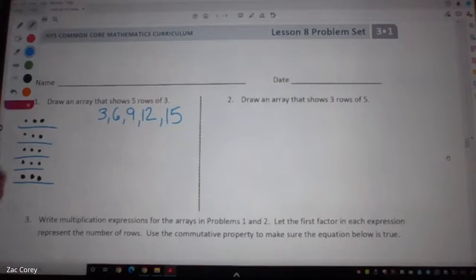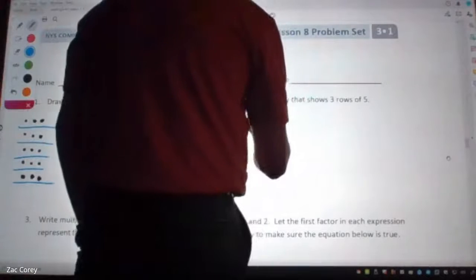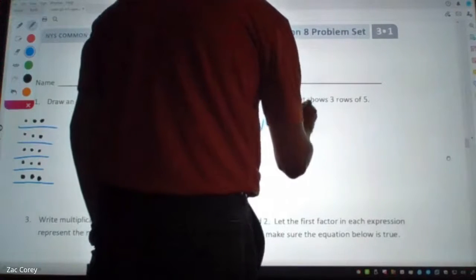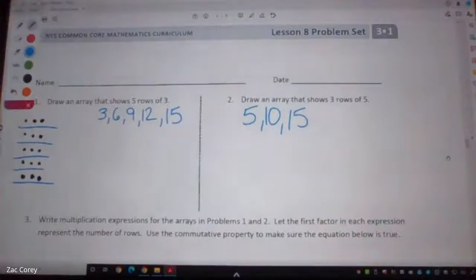Number 2, once again, they don't give us that first part like you have. Your first part says count by 5s 3 times. Let's do that. So we have 5, 10, 15. So we counted by 5s 3 times.